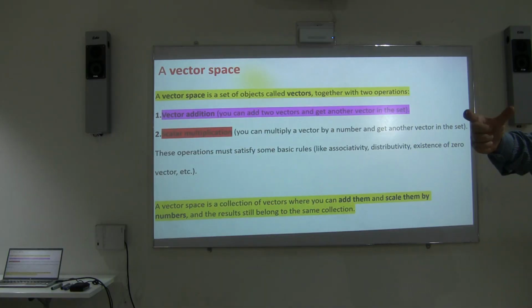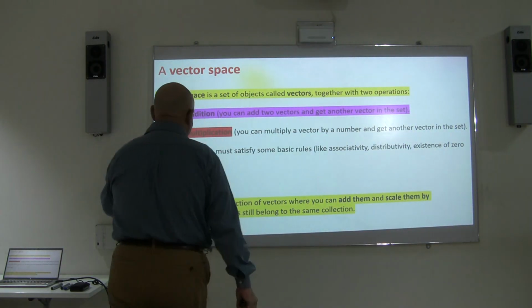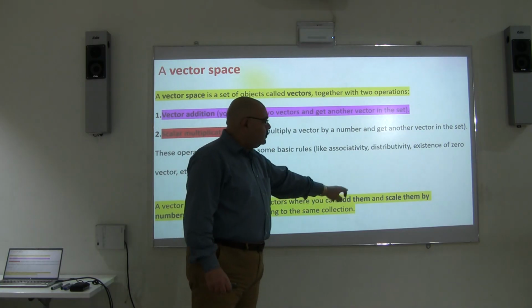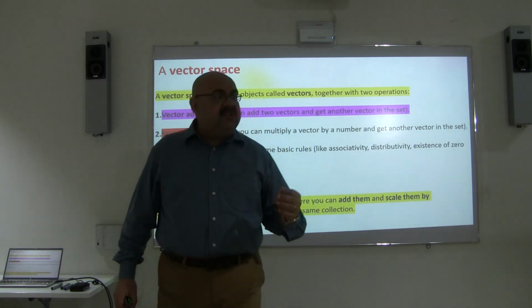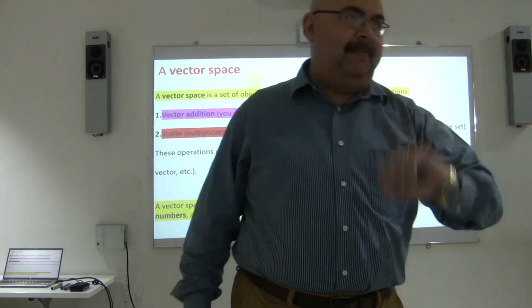If you have 2 vectors and add them together, the result should belong to the same vector space, or to the same group. Okay? The multiplication of any vector, the result should also exist in this set that we are talking about. So a vector space is a collection of vectors where you can add them and scale them. Remember, scaling a vector means multiplying it by a number.